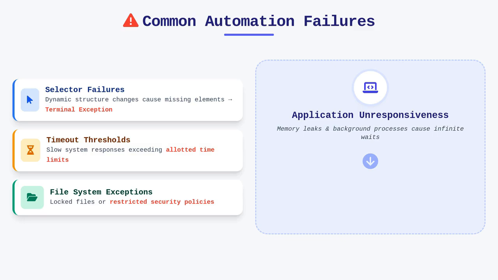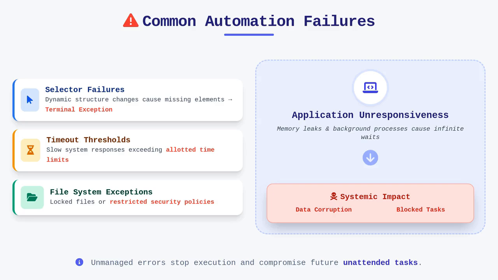Application unresponsiveness often compounds these issues, creating a cascade where a flow waits indefinitely for a window that has effectively hung due to a memory leak or a background process. If left unmanaged, these individual errors do not just stop an execution. They can cause significant data corruption or leave the machine in a state that prevents subsequent unattended tasks from succeeding.